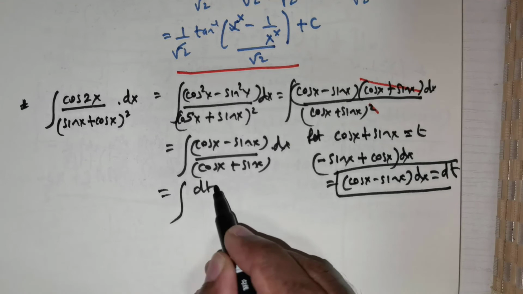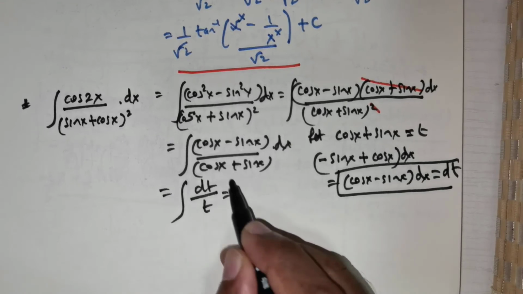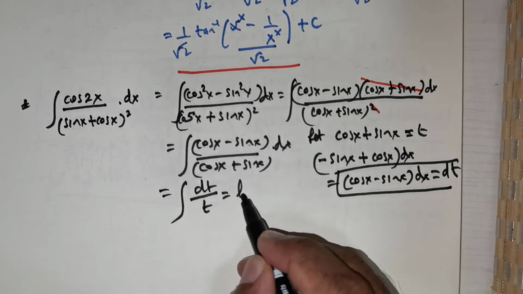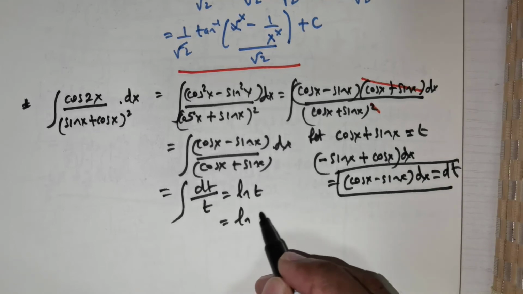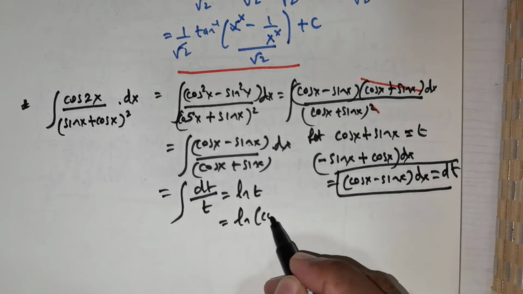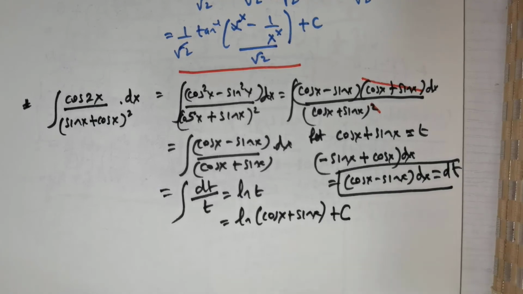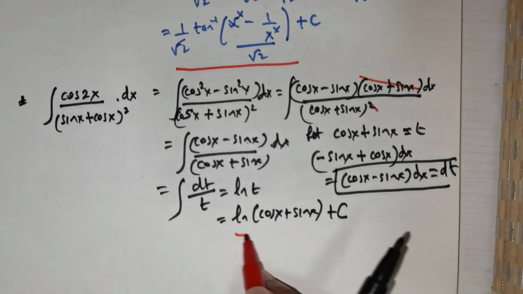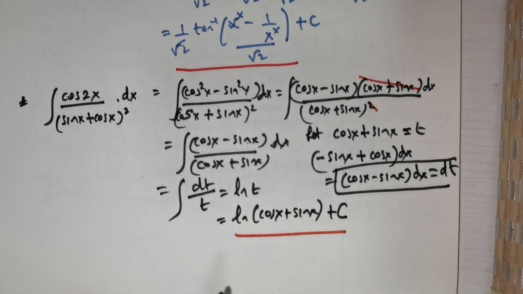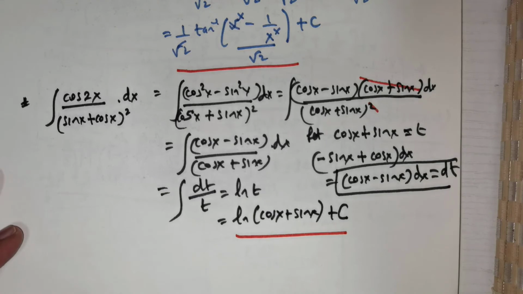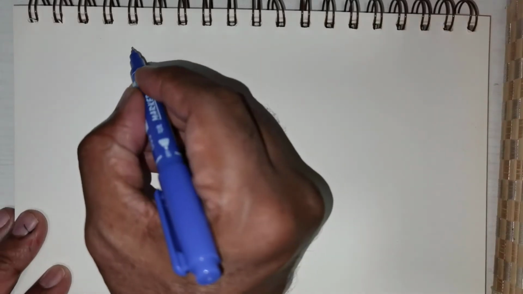So this gives me dt and this gives me t, and integral of dt over t would give me ln t, but my t is cos x positive sin x. So substitute that and add the arbitrary constant c, and this is a good place for us to draw the red line. So this is a nice problem, students. I hope you understood this. We'll move on to the next question. Students, let us do this beautiful question.